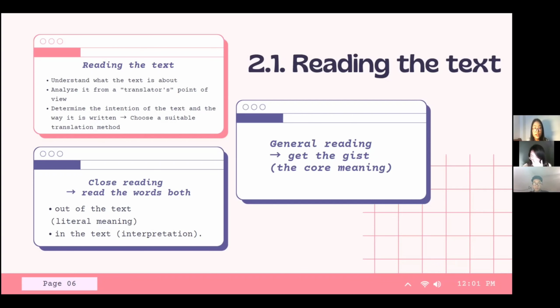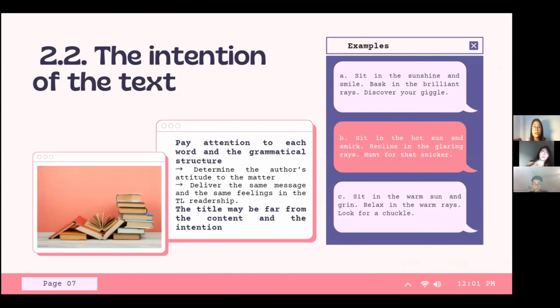The second factor that I would like to mention is the intention of the text. The intention of the text represents the SL writer's attitude to the subject matter. So when we render a text, we must pay attention to each and every word used by the SL writer and the grammatical structure in order to determine the aspect from which the author sees the matter and deliver the same message and evoke the same feelings in the target language readership.